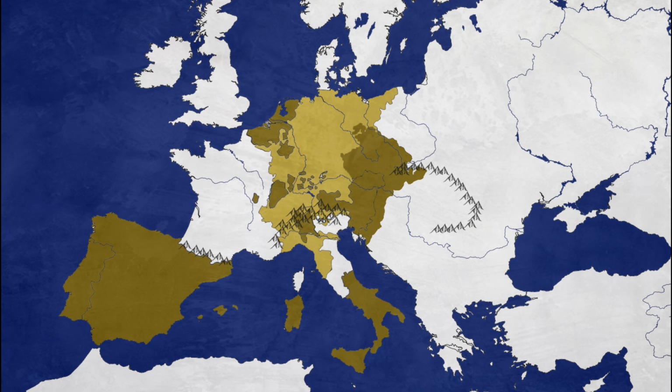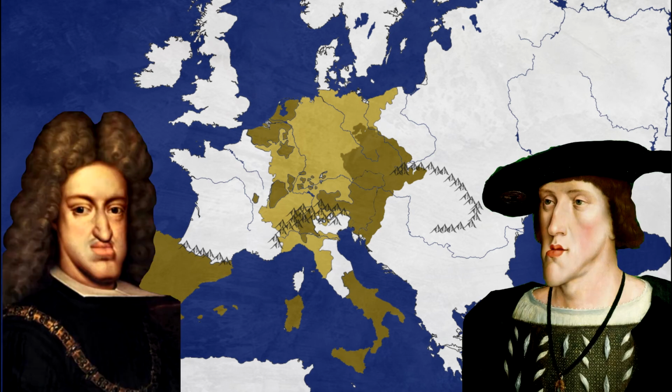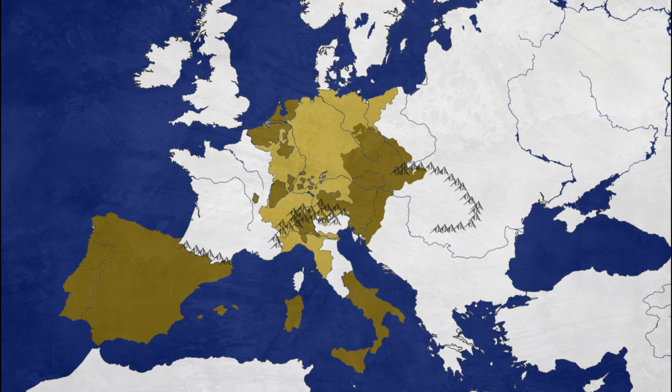inbreeding, it started to be a problem, and it resulted in things like the famous Habsburg Jaw. So if you look kind of like one of those guys, you might be the result of countless generations of Habsburg inbreeding. So good for you, I guess? Many argue that the inbreeding is the exact reason why the dynasty went extinct.